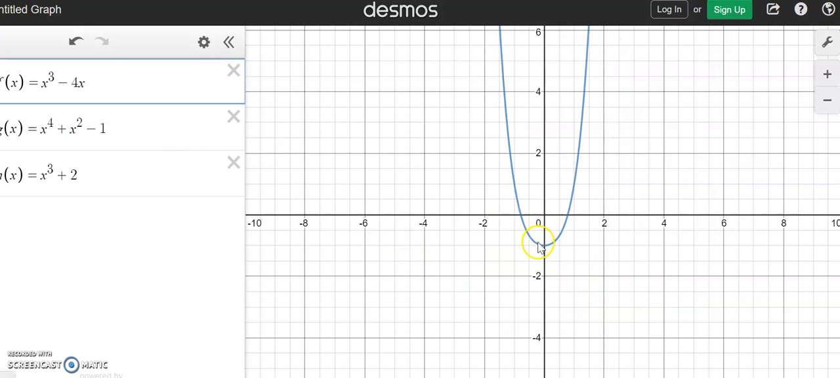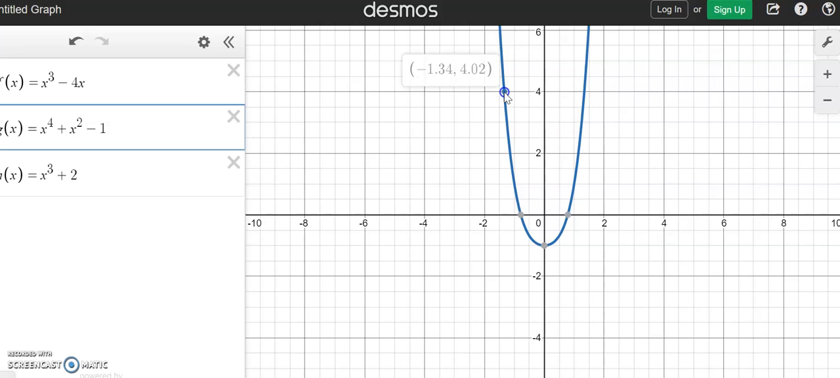g of x is even, and I can see that here again if I pick any point, this is at 1.34, 4.02 and this here is at negative 1.34, 4.02. So again, it's showing that the x coordinate became opposite, the y coordinate stayed the same. This is a little bit easier just to visualize anyway, that I can see it looks symmetrical about the y-axis.